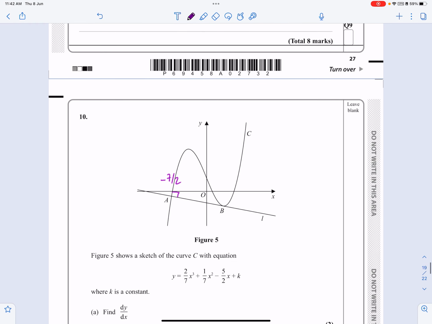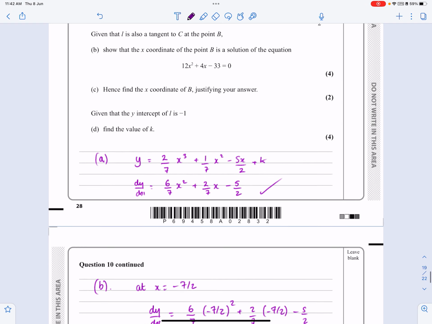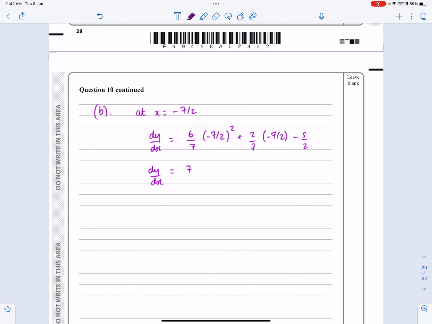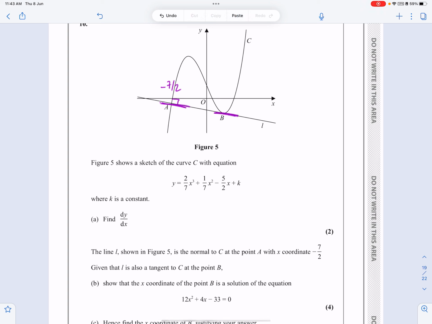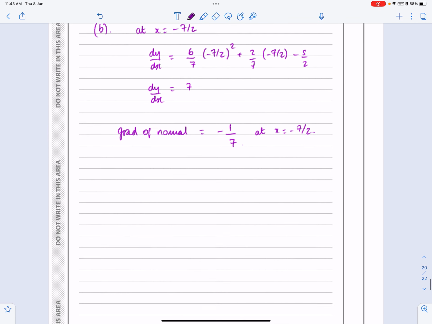That's telling me that the gradient 7 going in that direction is the gradient of the tangent. I actually want the gradient of the normal, so I'm going to say that. The gradient of the normal then will be minus 1 over that, so will be minus 1 over 7. So that's the gradient of the normal at x equals minus 7 over 2. So that gradient, minus 1 over 7, is then going to be the same as the gradient there, which is now the gradient of the tangent. So I'm going to just make that clear then.